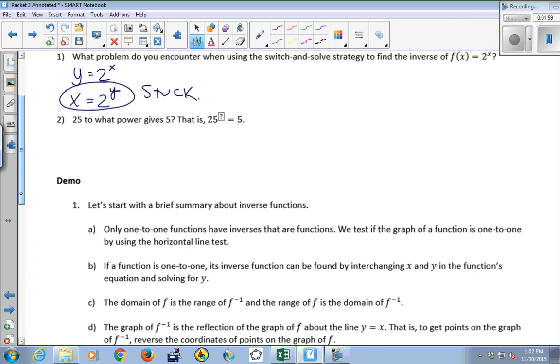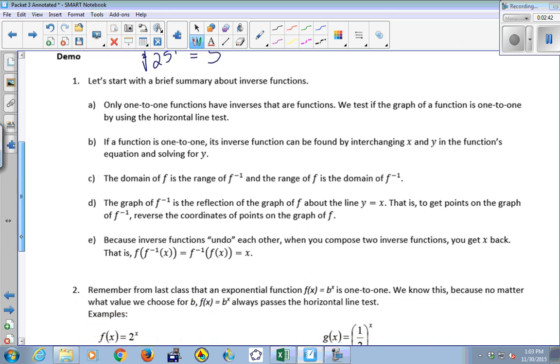Okay. So here's a simpler version, right? Instead of having x's and y's, I've just got some numbers here. 25 to what power gives me 5? Yeah, say it louder. 1/2. 25 to the 1/2 power is 5. Because remember, when you have a fractional exponent, the top of the fraction is a power and the bottom of the fraction is the root. So this actually says the square root of 25. There's a 2 in the root and a 1 on the power. Very good.